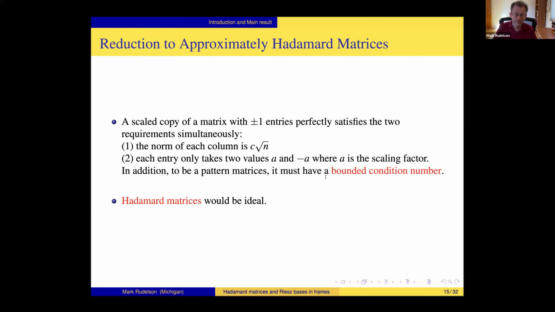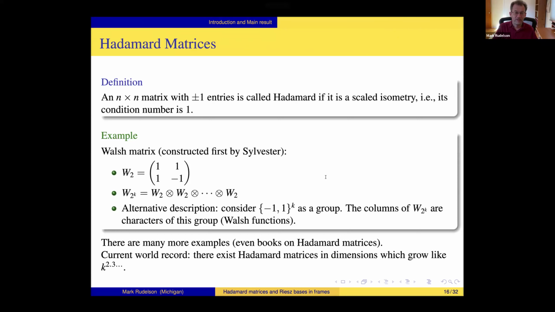So what is a Hadamard matrix? A plus minus 1 matrix is called Hadamard if it is a scaled isometry, which means that it doesn't distort the Euclidean metric, or its condition number is 1. The first such example, which is called a Walsh matrix, was actually constructed not by Walsh but by Sylvester. This is the usual thing in mathematics. Nothing is named after the person who discovered it. And this is the following thing.